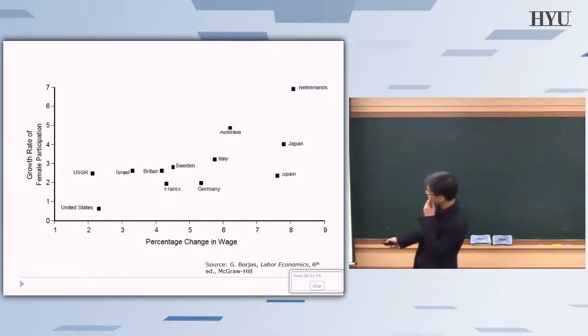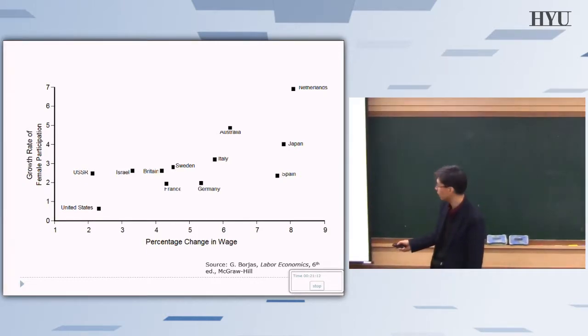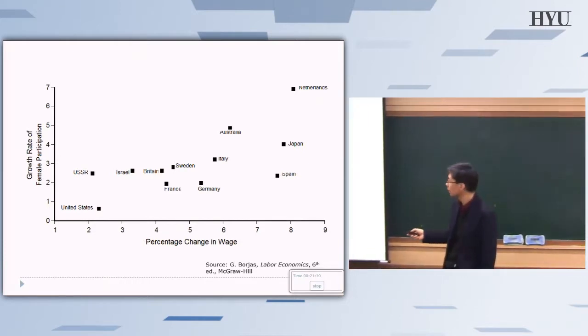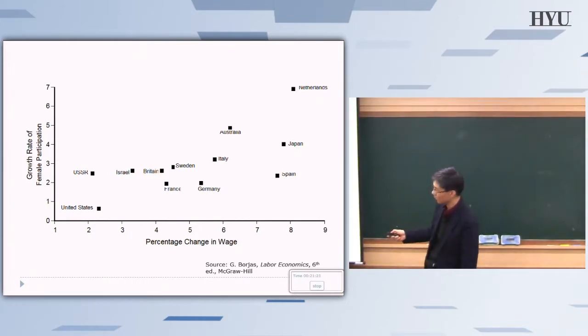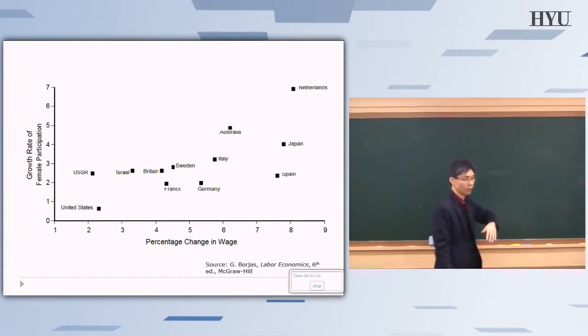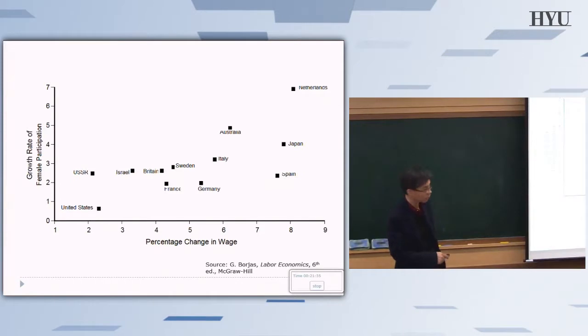So this shows the percent change in the female wage. For example, in the United States, it's a very low change, only about a 2% increase. For the Netherlands, it's pretty high, an 8% increase. Okay, and this one shows the growth rate of female participation. The theory tells us that in the countries where the female wage has grown faster, their participation rate should grow faster. And as you can see, it's a very strong positive relationship.